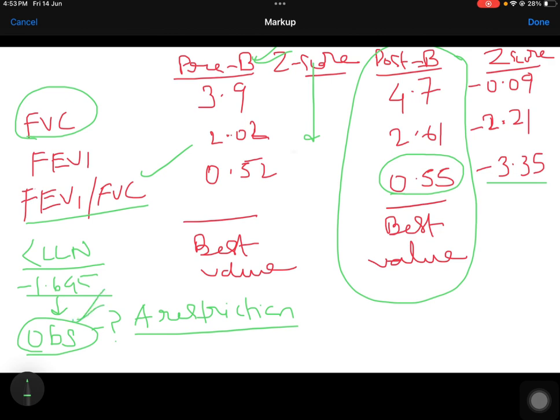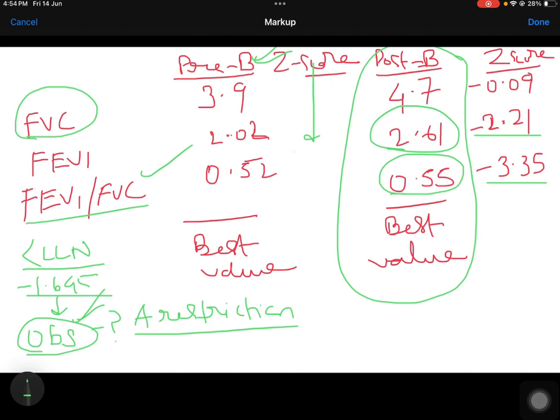Now we got an obstructive pattern. We can also see that usually in obstructive patterns the FEV1 is less than the lower limit of normal. It is minus 2.21, also less than minus 1.645, because in an obstructive pattern the FEV1 falls more than the FVC, because there is obstruction in the air during expiration. So that's why FEV1 is reduced more than the FVC.